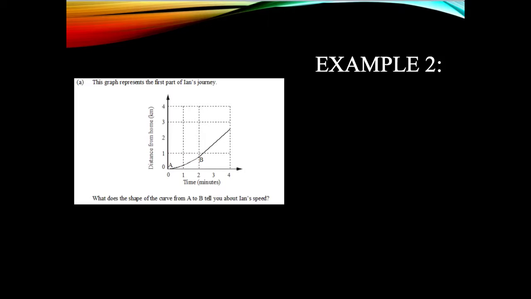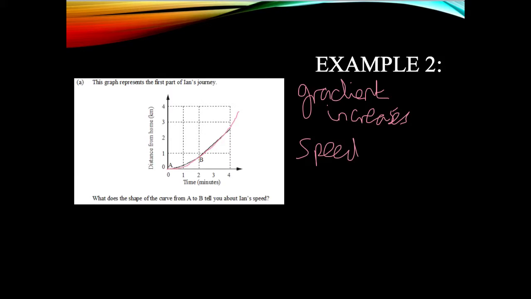What's happening here? Well, it says, what does the shape of the curve from A to B tell you about Ian's speed? Well, it's certainly curved, so the curvedness of the line tells us something. Let's see if we can just trace over it and see what's happening. It's getting steeper and steeper as we go. And as it gets steeper, so as the gradient increases, let's see what that's telling us then. Well, as the gradient increases, it actually means that the speed is increasing.